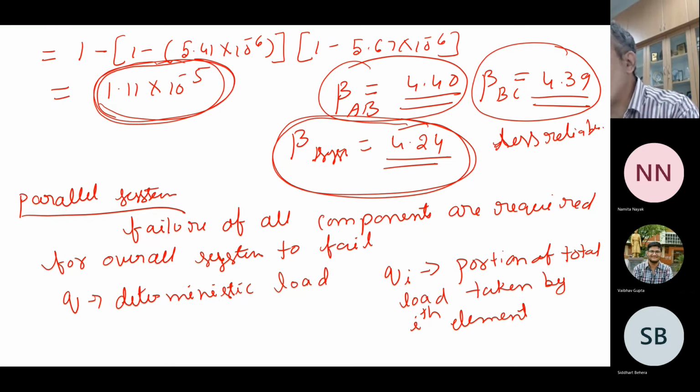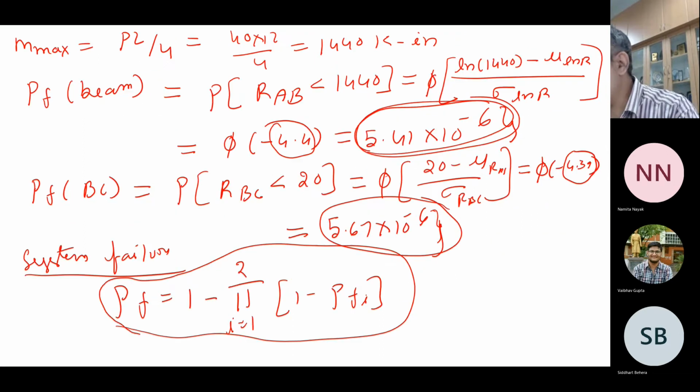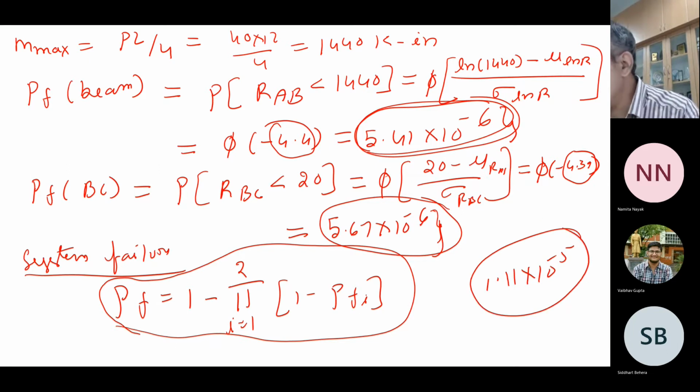So I want to make 1.11 into 10 to the power of minus 5, I want it to decrease actually. This 1.11 into 10 to the power of minus 5, I want to decrease this to this one. So what is the lowest bound? You can decrease up to how much? And what is the constraint there?